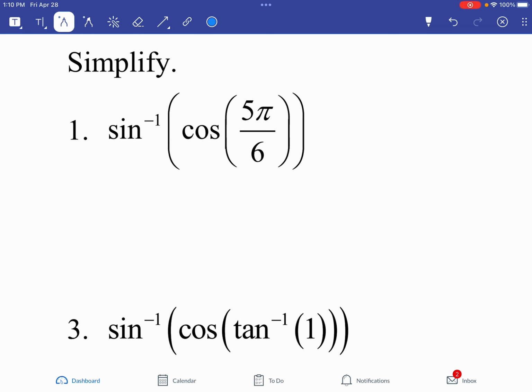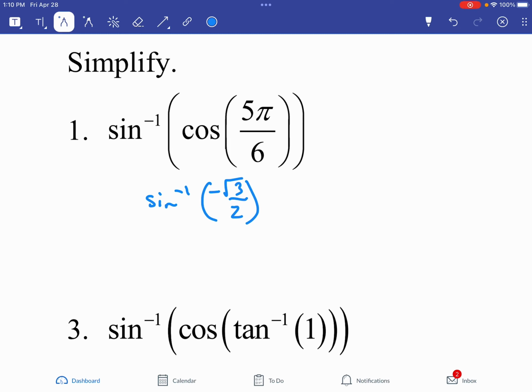First, we start off with the inverse trig functions. The cosine of 5 pi over 6. The cosine is the x value, so that's going to be negative root 3 over 2. Then we do the inverse sine of that number. So we're looking for the y value, where sine is negative root 3 over 2. Since we're doing the inverse sine, we want only the right side of the unit circle.